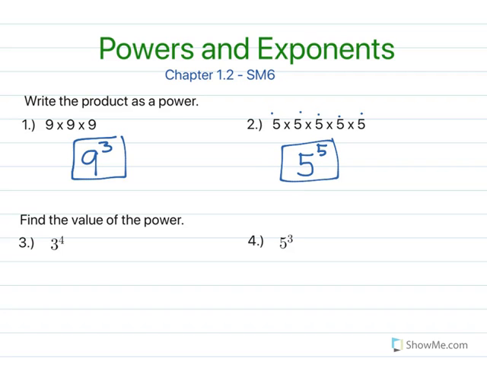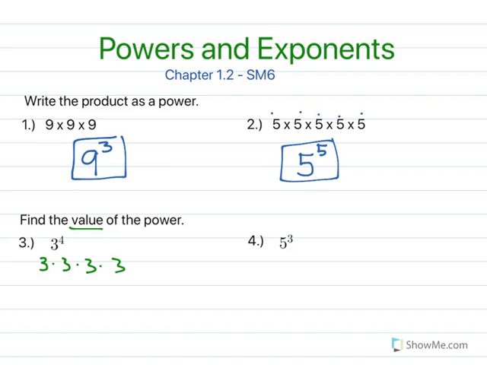Now, for the next section, the directions state find the value of the power. So in this case, we're given an exponent, 3 to the fourth power. And so I understand that that means the same thing as 3 times 3 times 3 times 3. I want to find the value of the power, so what I need to do is evaluate it. I need to find out the worth of it. I need to solve it.